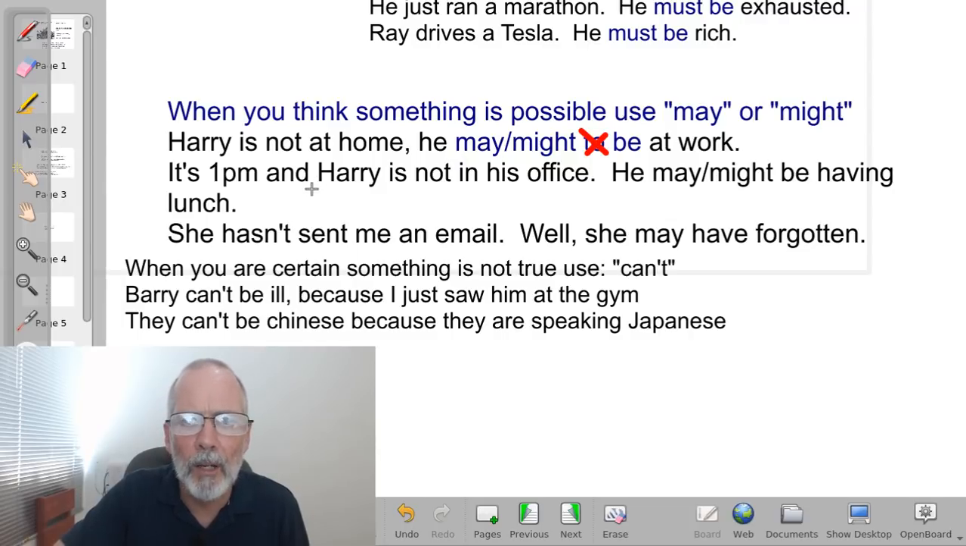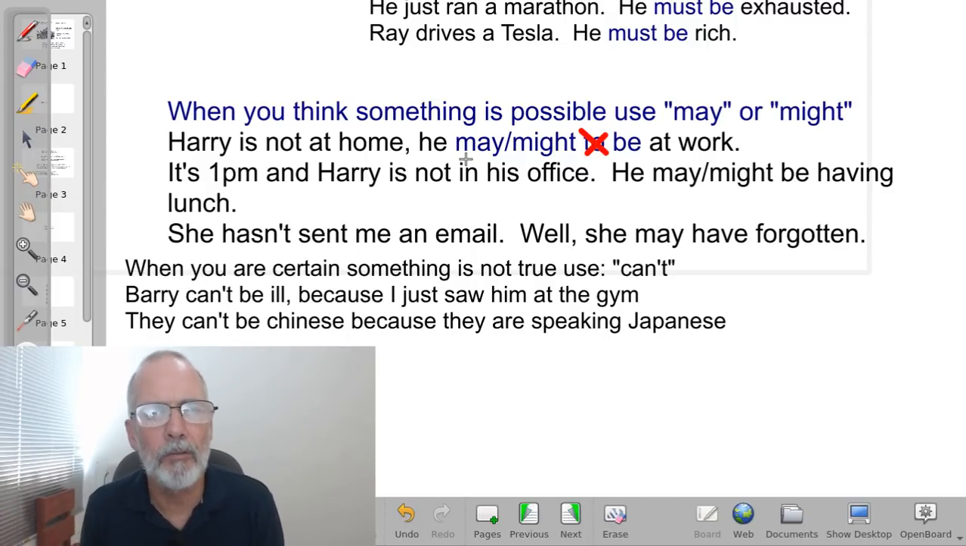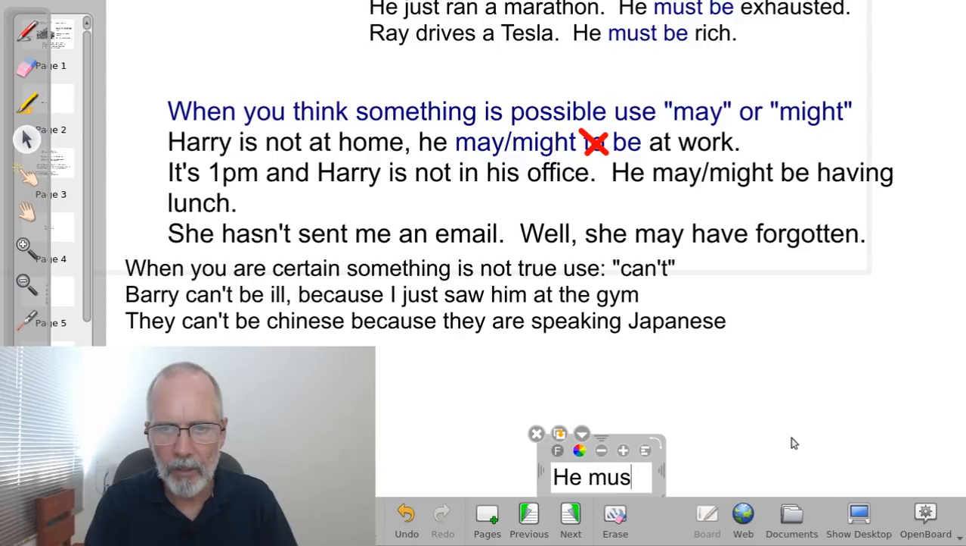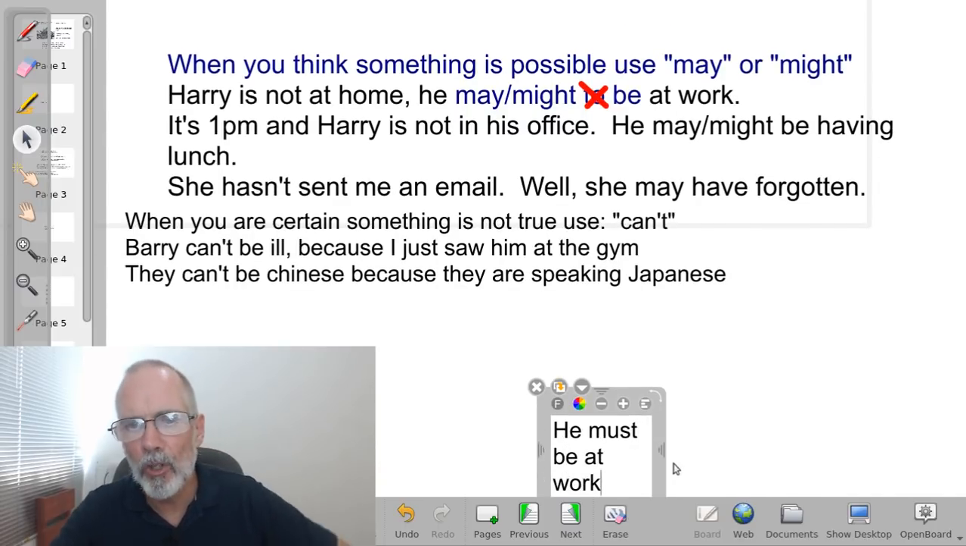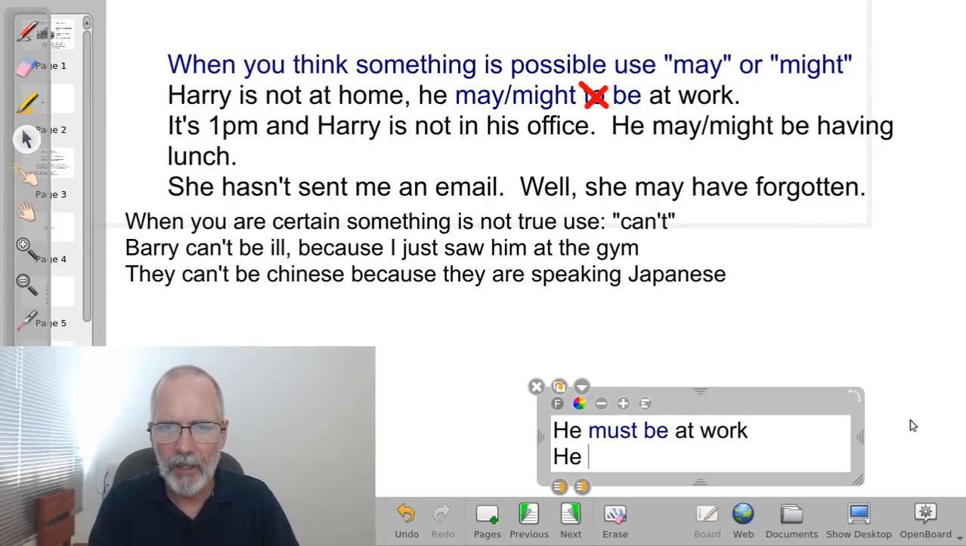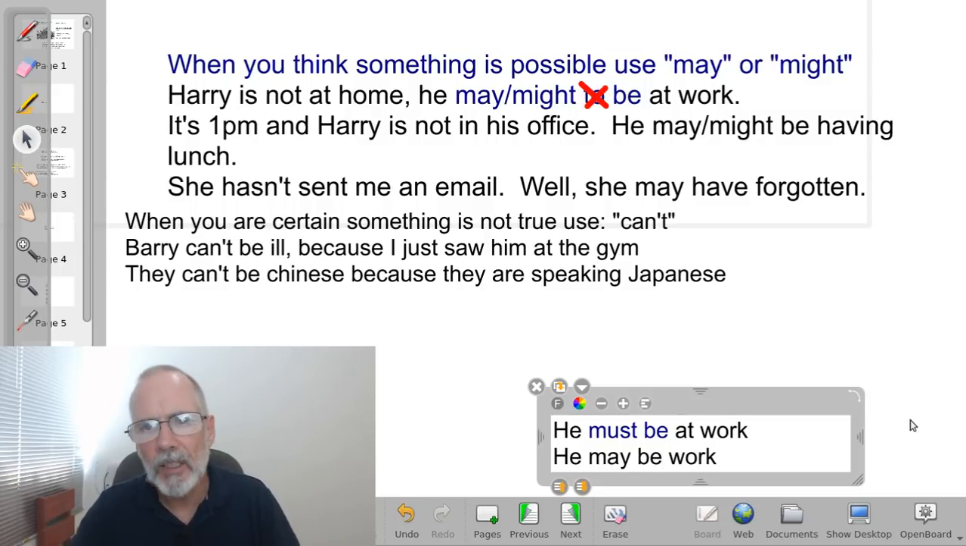So when you use may or might, you are making an assumption, but it's a possibility. You're not sure. Harry is not at home. He may be at work, or he might be at work. I don't know if he's at work, but there's a possibility that he is at work. If I say he must be at work, that means I'm very sure, 99% certain, that he's at work. But if I say he may be at work, it's a possibility. I don't know what a possibility is, maybe 35% certain.